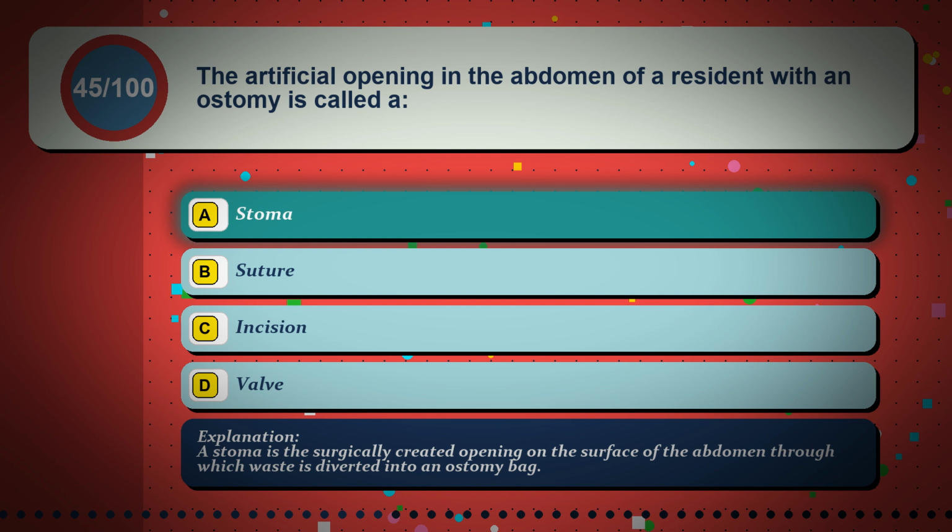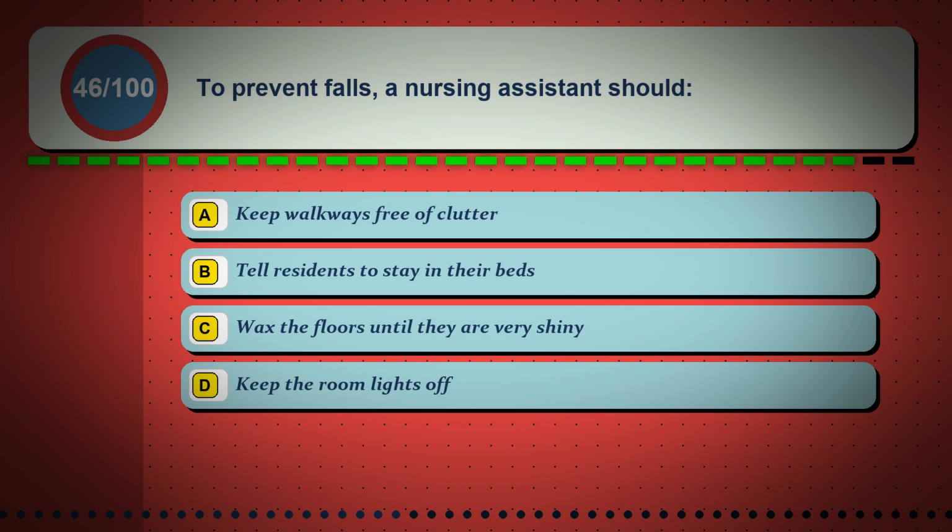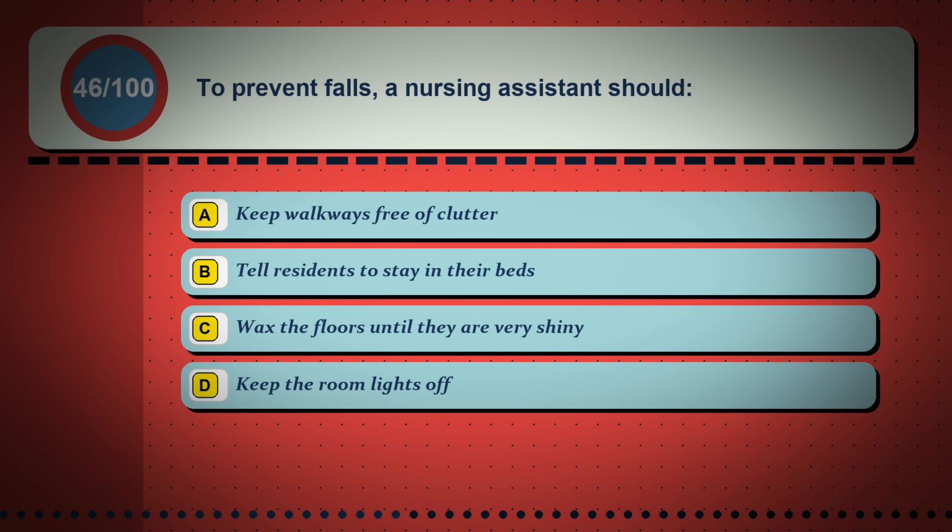Question 46. To prevent falls, a nursing assistant should: Option A, keep walkways free of clutter. Option B, tell residents to stay in their beds. Option C, wax the floors until they are very shiny. Option D, keep the room lights off.